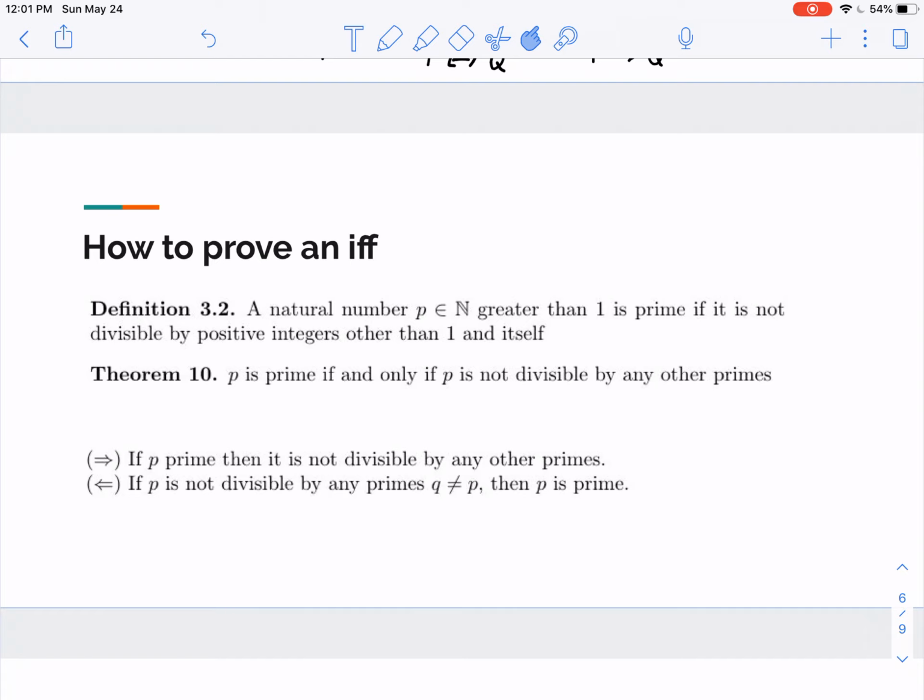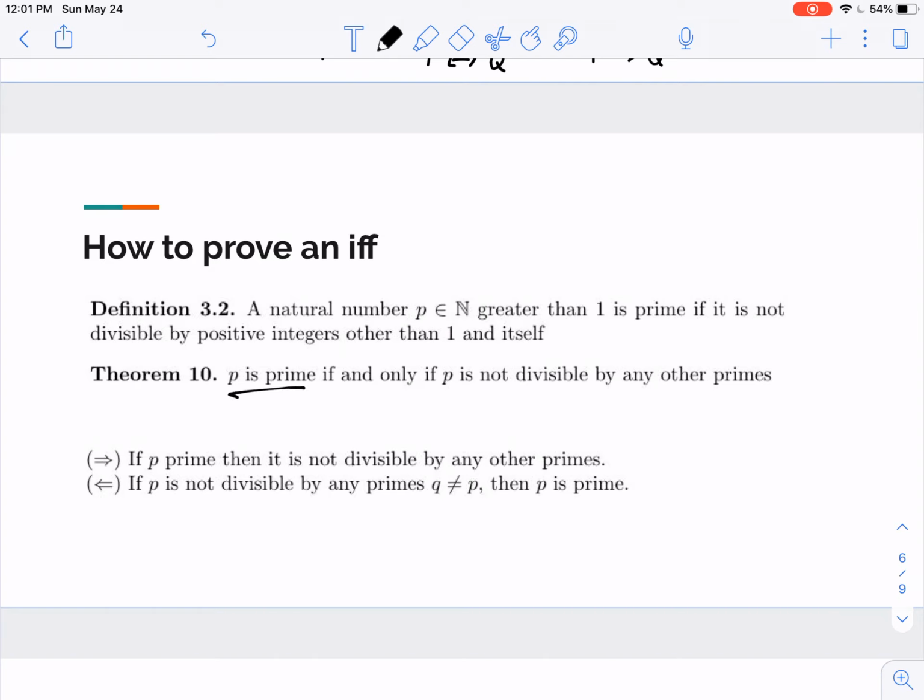Let's start with a quick definition because we're going to be talking about primes in this proof. A natural number P greater than 1 is prime if it is not divisible by positive integers other than 1 and itself. Again, make sure that makes sense to you. Is this what you normally think of as a prime? Now, the theorem that we're going to prove is that P is prime.